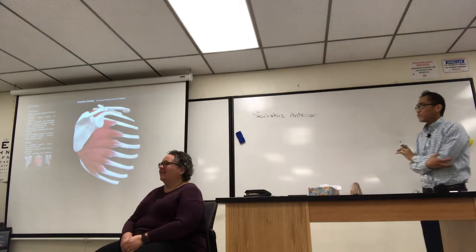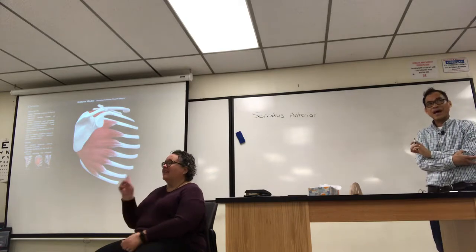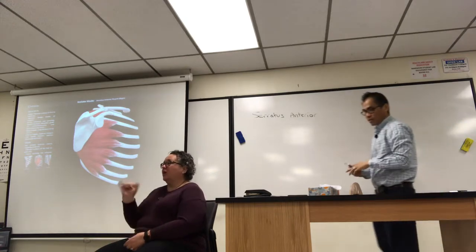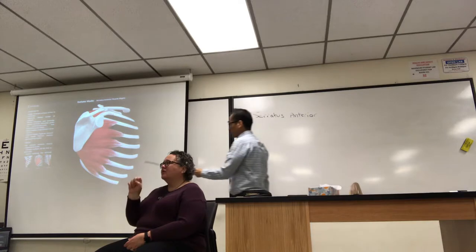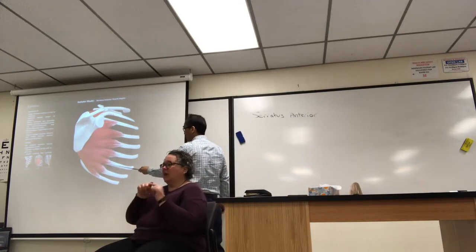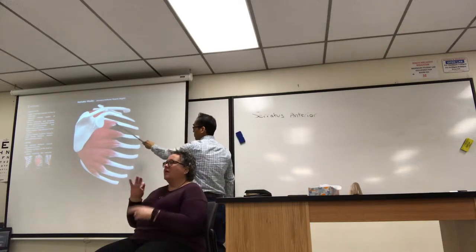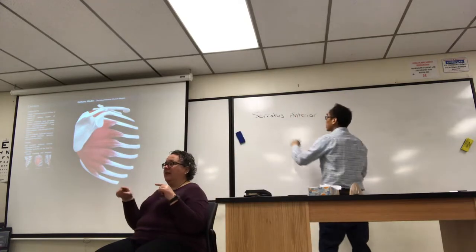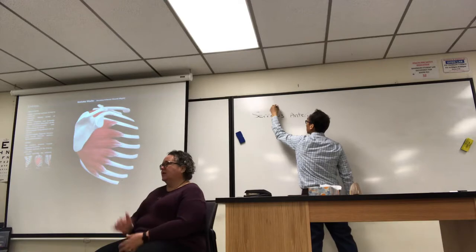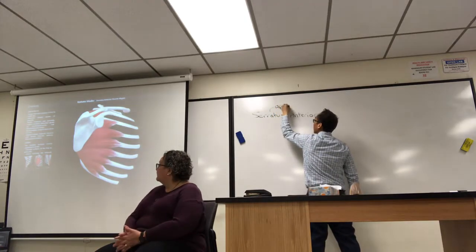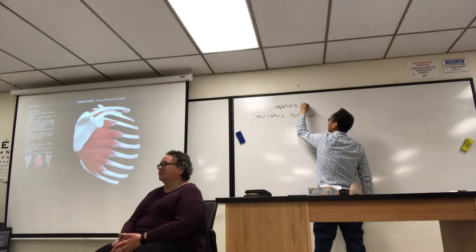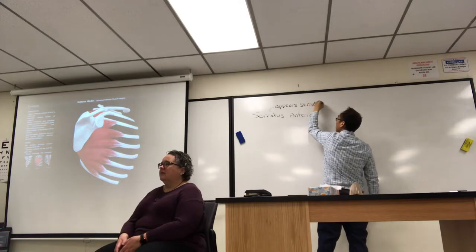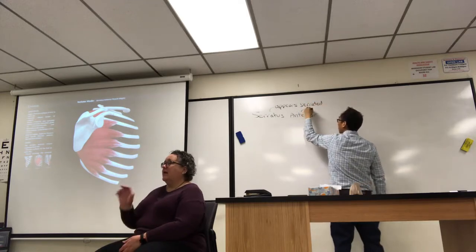This muscle is named for its appearance, like a serrated knife. You see how you have all these serrated-appearing little things, they call them fleshy slips. It would appear serrated, so it's named for its appearance. Okay, anterior is a relative term.